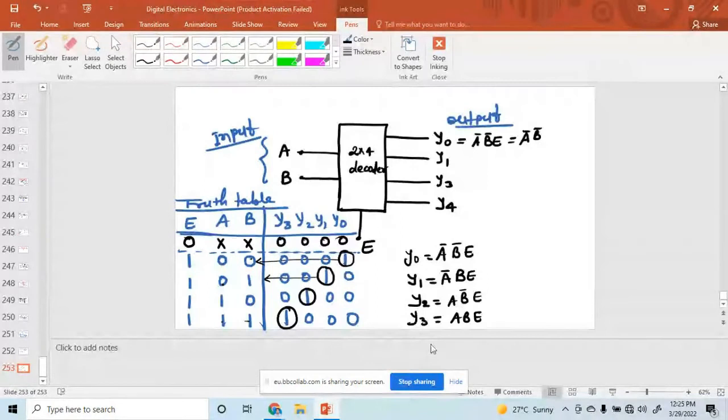So this is the output. Which gate is used here? Only AND gate. So when you have found the values, y1 is equal to a bar b e, y3 is equal to a b bar e, and y4 equal to a b e. So these are the values. Up to this point, does anyone have any doubts, any query? Yes. No, sir. So what is the internal diagram of this decoder?